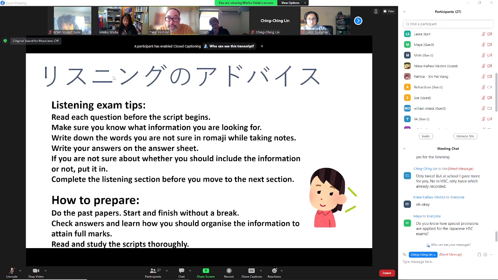Another question, do you know how special provisions are applied for the Japanese HSC exam? Special provisions. You probably need to talk to your teacher, and the teacher needs to ask NESA directly.